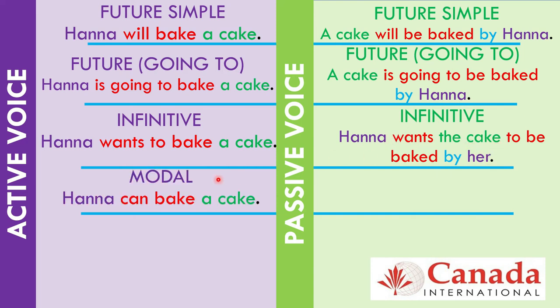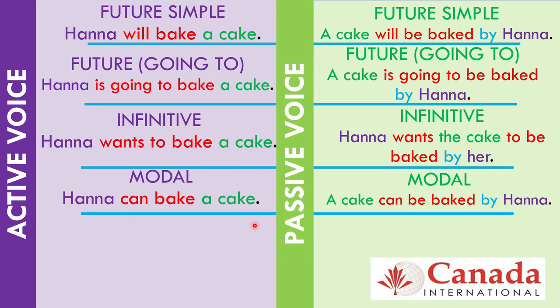Next, modal verb, okay? Remember, the modal verbs can be can, should, could, all those are modal verbs. In this case, Hannah can bake a cake. Passive voice would be a cake can be baked by Hannah. Can be, in this case, the modal verb can plus the verb to be, can be, and baked would be the past participle of the main verb, by the person.